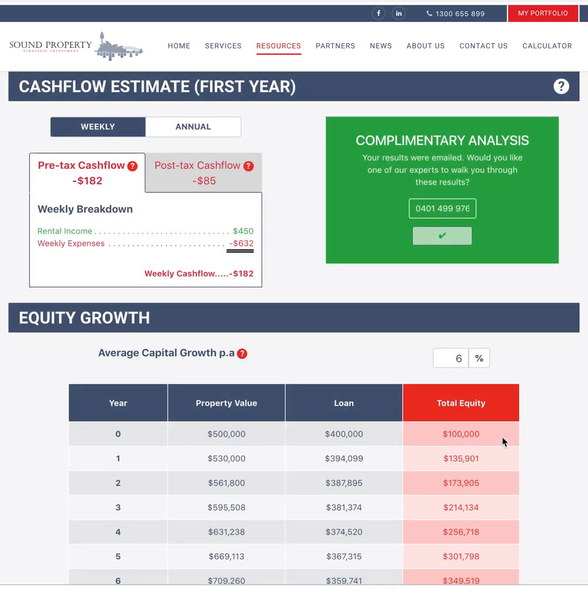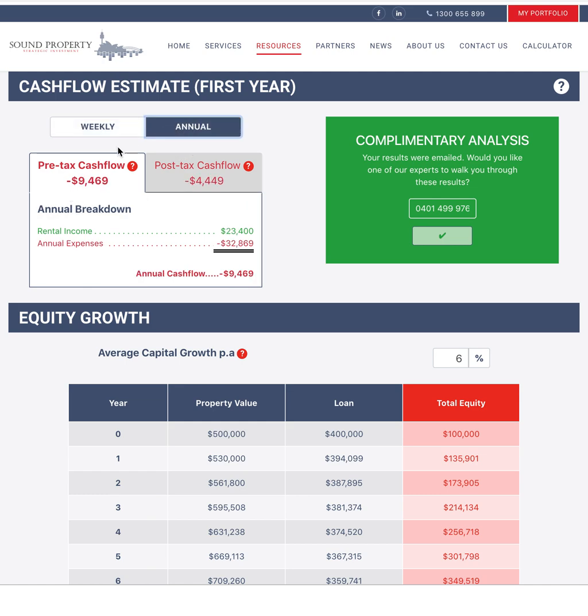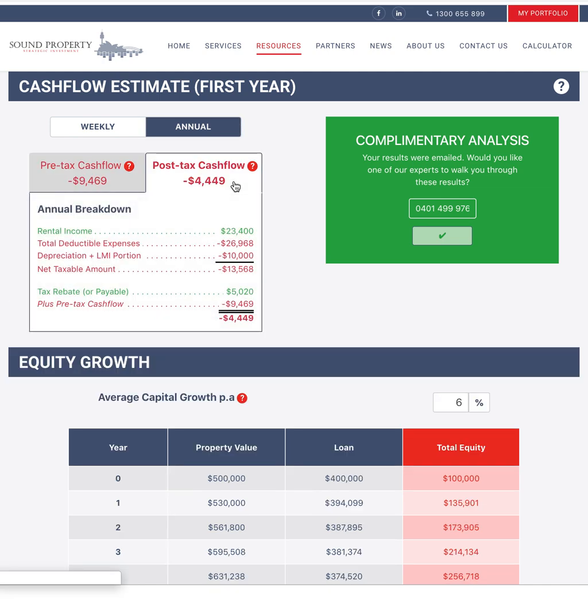So then we move on to our final step, which is the cash flow estimates. And we can see here that we have some weekly and annual amounts. So just looking at the annual figure for a second, if we look in the pre-tax cash flow tab, our annual cash flow is simply the rental income minus our annual expenses, which totals nearly a $10,000 shortfall in this particular example. Then we can have a look at our post-tax cash flow and how that might look based on this property in isolation to any other assets, and also that tax rate that was entered in.